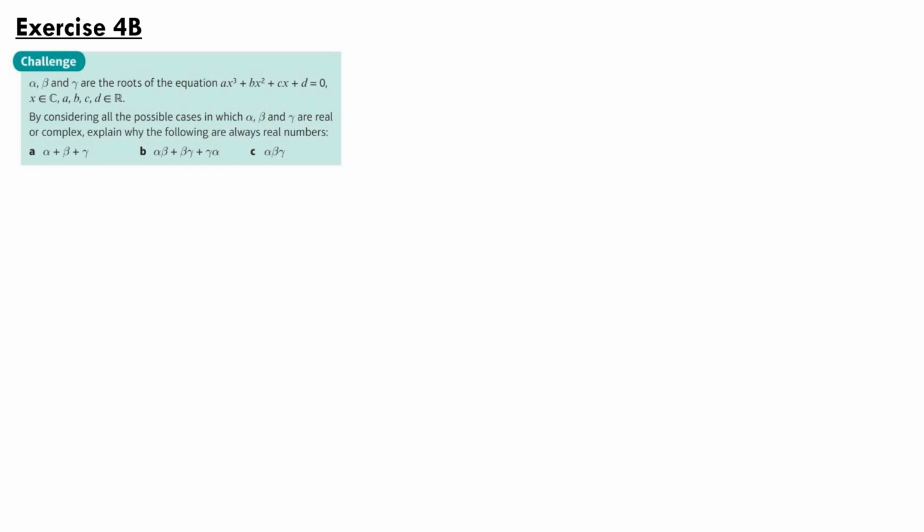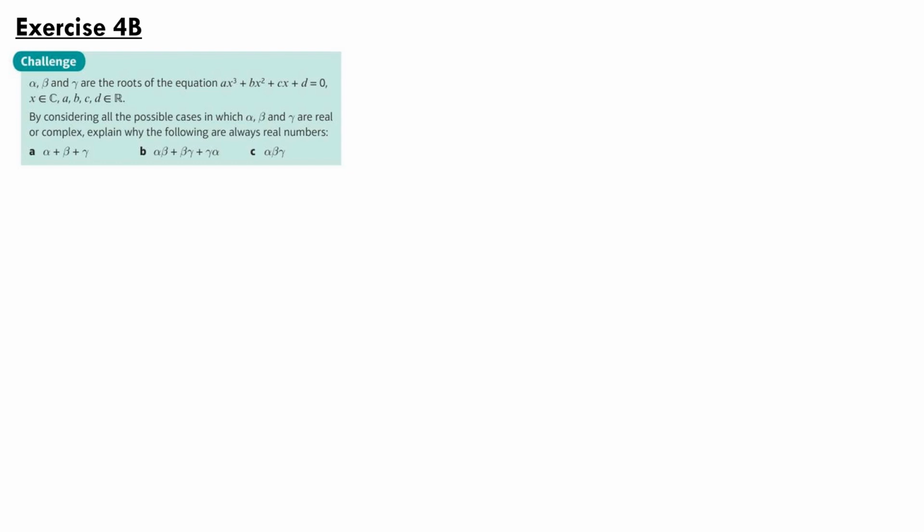Okay, so here we have our first question from exercise 4b. We've got alpha, beta and gamma being the roots of the general cubic equation, where x is a member of the complex numbers and a, b, c and d are real numbers. By considering all of the possible cases in which alpha, beta and gamma are real or complex, explain why the following are always real numbers. And here we've got the sum of the alphas, the sum of the alpha betas, and alpha beta gamma.